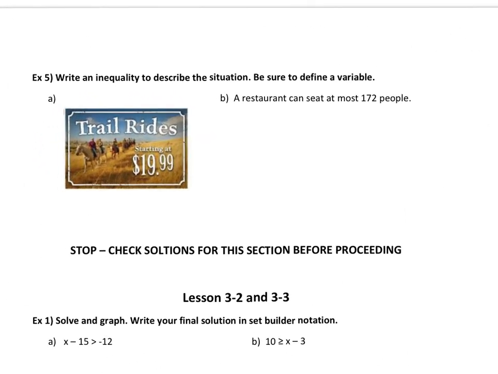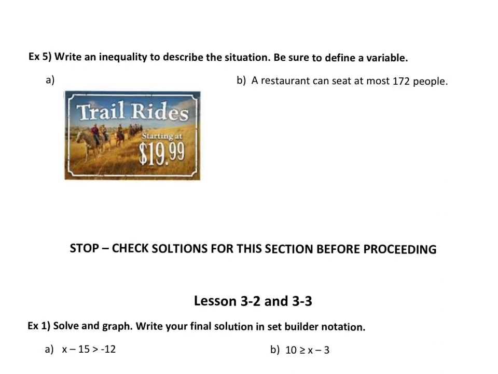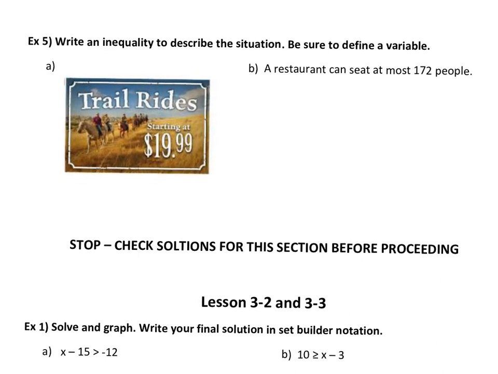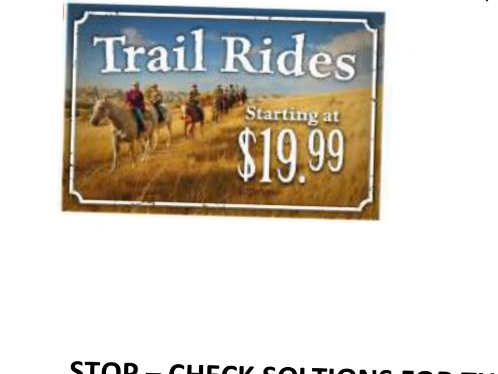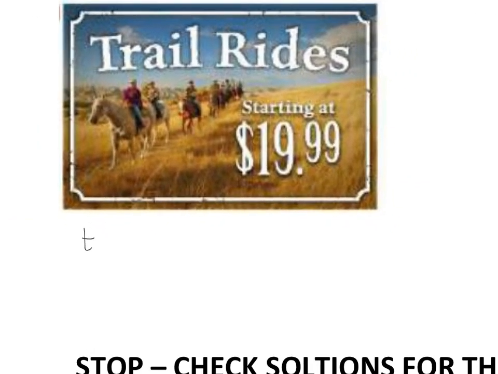All right, and the last one for lesson 3.1 is write an inequality to describe the situation. Be sure to define a variable. So in this case, you are going to be looking at this picture. This is all we've got. We've got trail rides, and they're starting at 1999. Okay, so let me zoom in here a little bit. I'm going to put T equals amount for a trail ride. Okay, and then if I'm looking at this, it's starting at 1999, which means it's just going to go bigger.